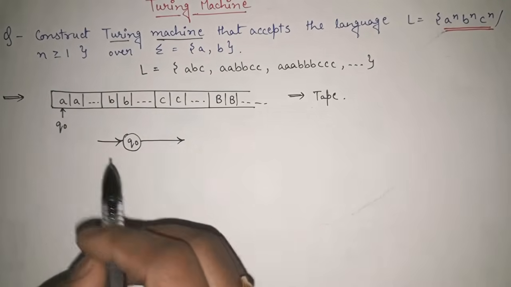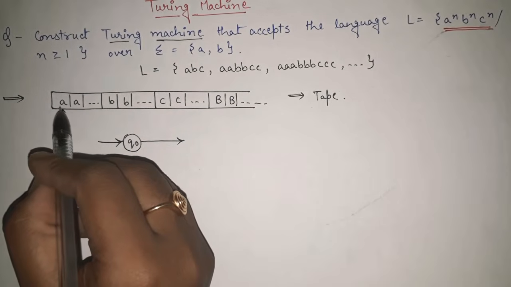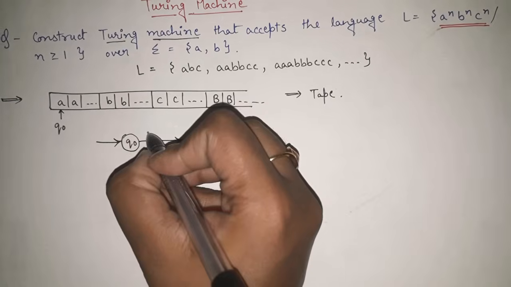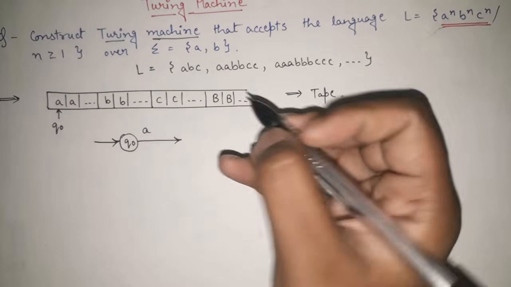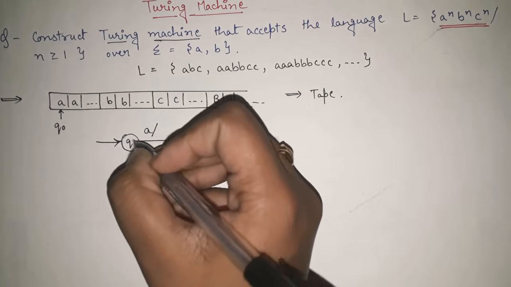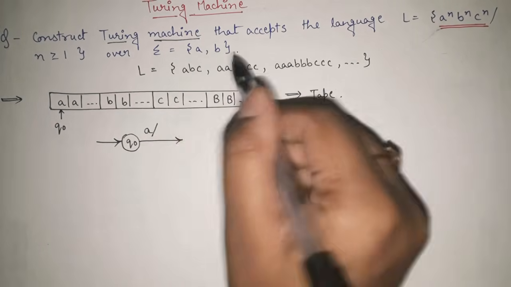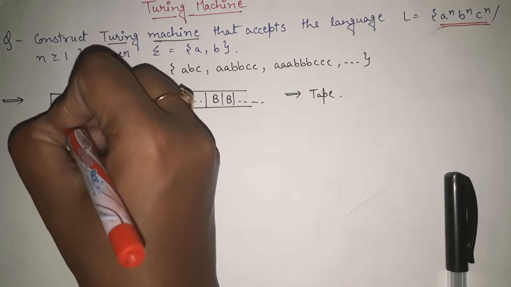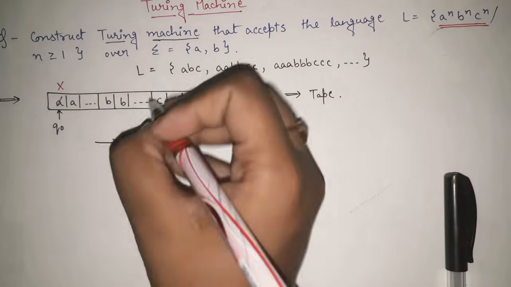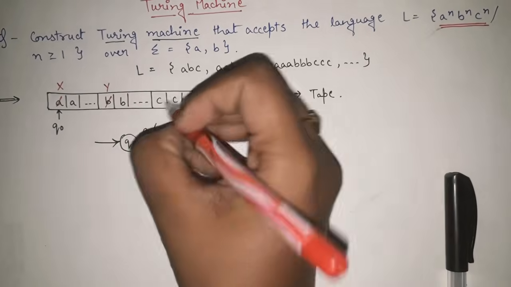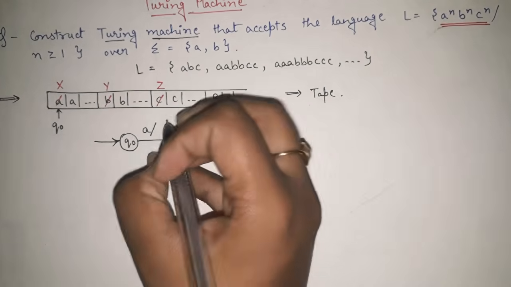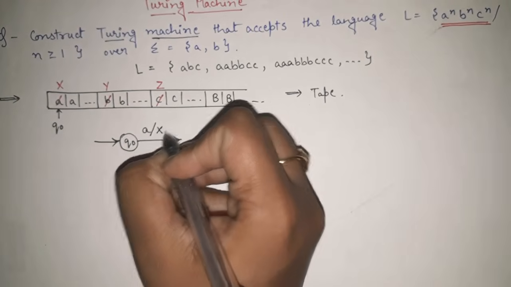Fine. So first of all, Q0 is our initial state. In our initial state, we are pointing to this first A. Now, how are we writing it? Whenever we are getting any A, we have to cancel it out. For cancelling out, for example, when we are cancelling A, we will cancel it out with X. It is just a notation, right? For B, we will cancel it out with Y, and for C, we will cancel it out with Z. Fine. So these are the three symbols that we have taken. So whenever I am getting A, I will cancel it out, I will make it X and I will move right.